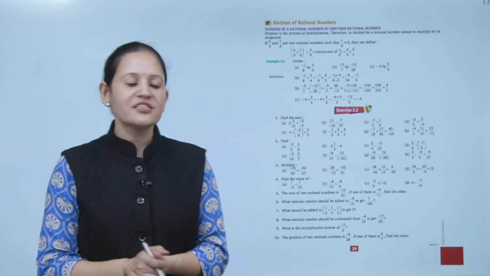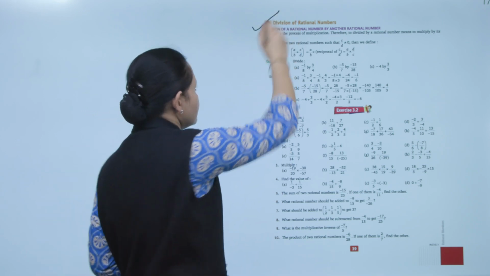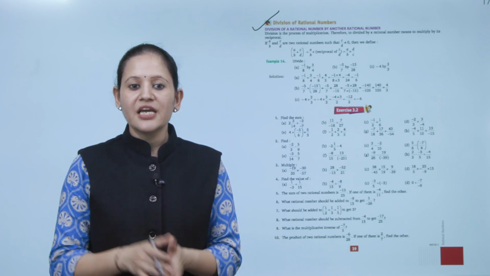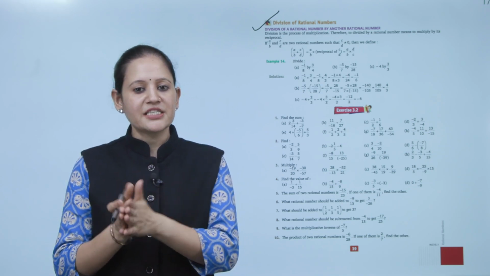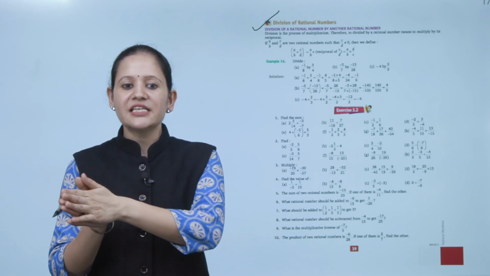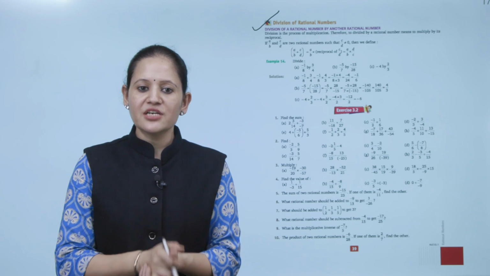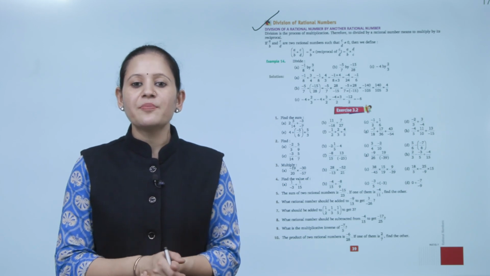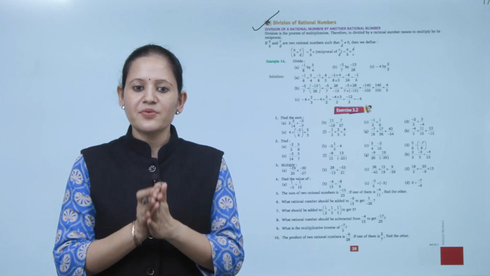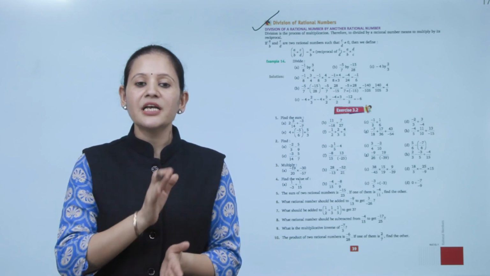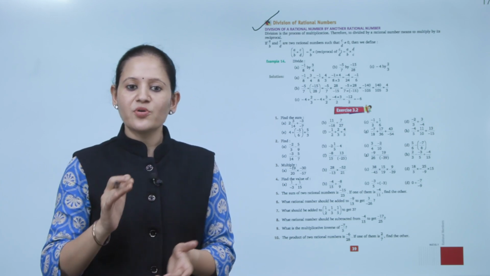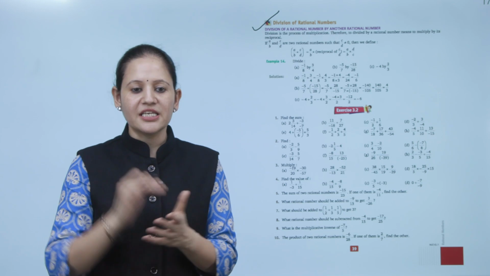Next is division of a rational number. Division of a rational number by another rational number. Division is the inverse process of multiplication. Therefore, to divide by a rational number means to multiply by its reciprocal. If a upon b and c upon d are two rational numbers such that c upon d is not equal to 0, then we define a upon b divided by c upon d as a upon b multiplied by the reciprocal of c upon d. So a upon b into the reciprocal, क्या हो जाएगा, c upon d का d upon c.